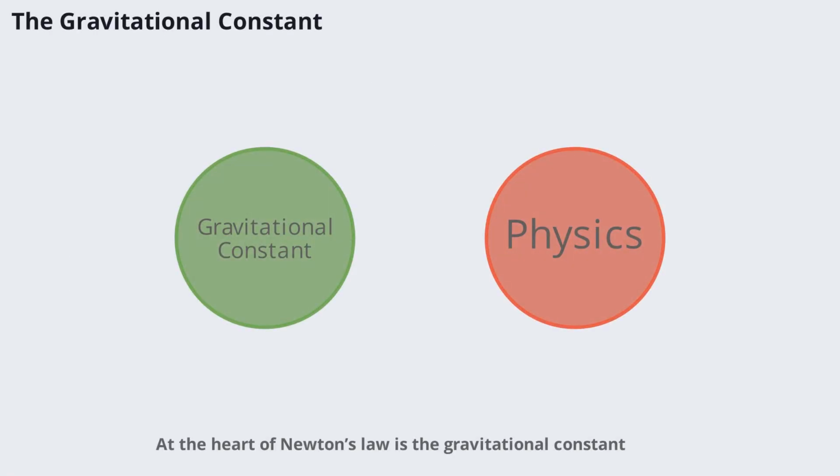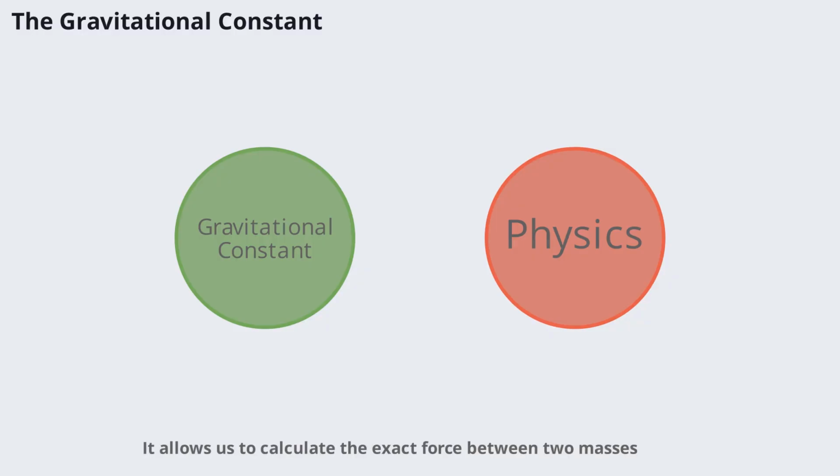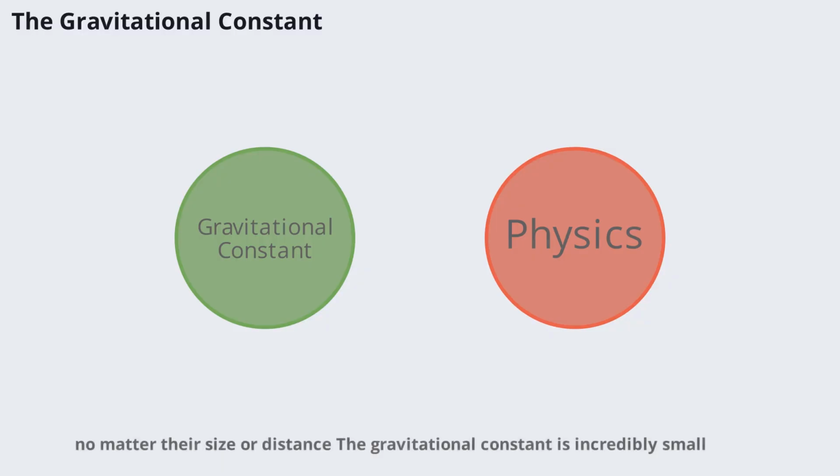The heart of Newton's law is the gravitational constant. Represented by the letter G, this constant is a fixed value that quantifies the strength of gravity in the universe. It allows us to calculate the exact force between two masses, no matter their size or distance.